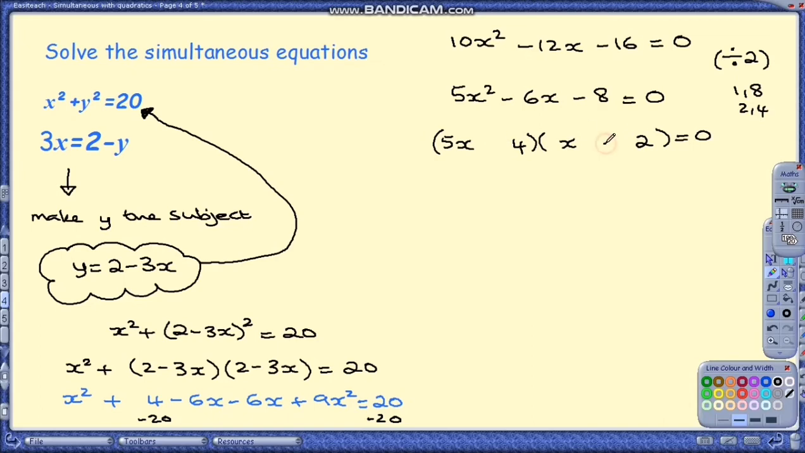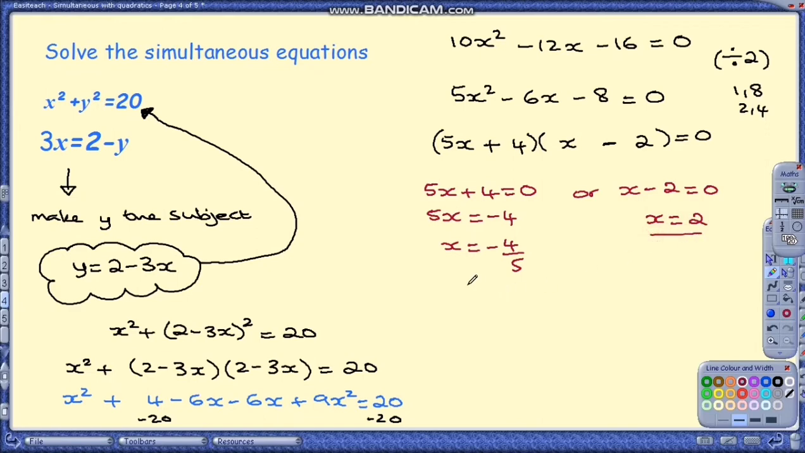Now, this has to be the minus, because then it gives me minus 10x, and minus 10x plus 4x will give me the minus 6x. Okay, so then either 5x plus 4 is equal to 0, in which case 5x is equal to minus 4, and x is minus 4 over 5, or x minus 2 is equal to 0, therefore x is 2.